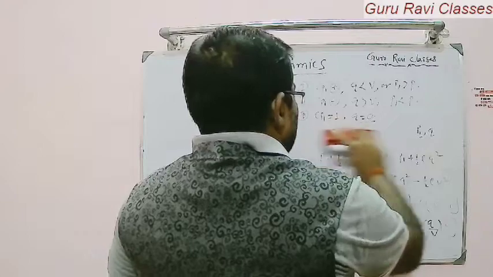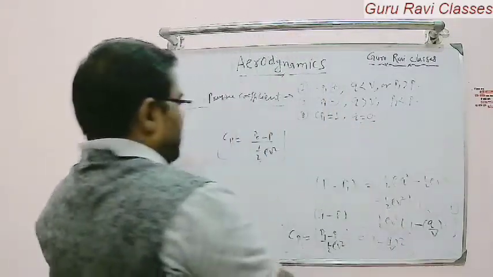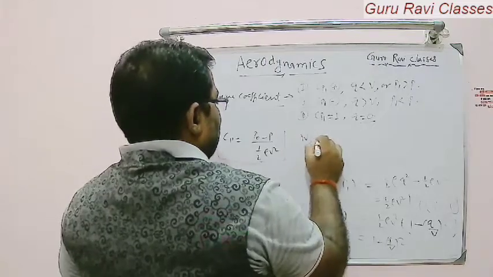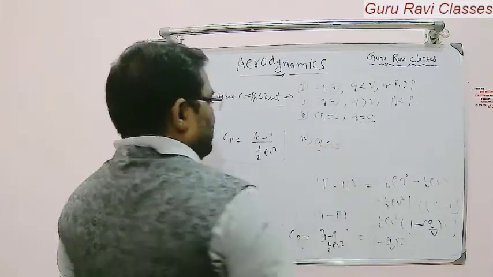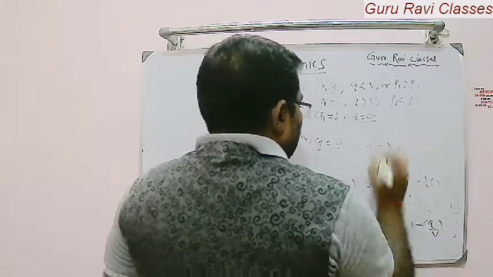Then another thing you can do, the fourth condition: pressure coefficient Cp will be 0. That is only possible if Q is equal to V, right?